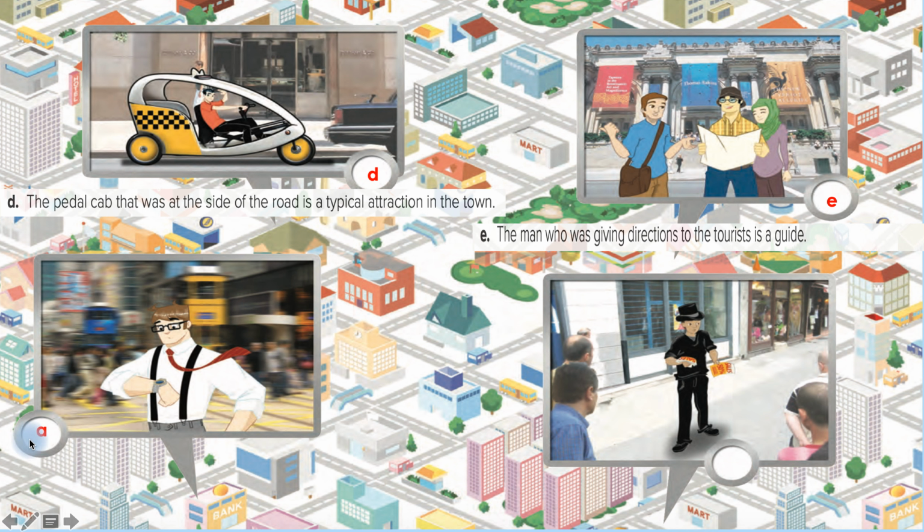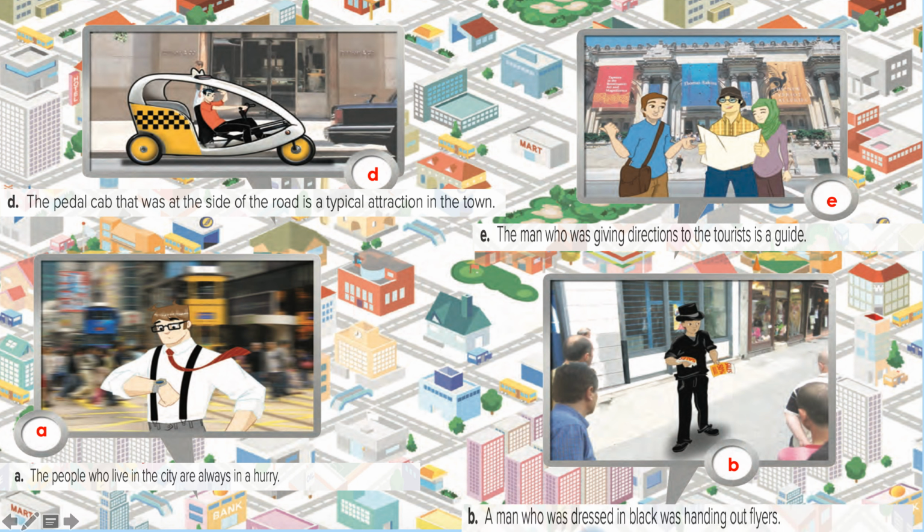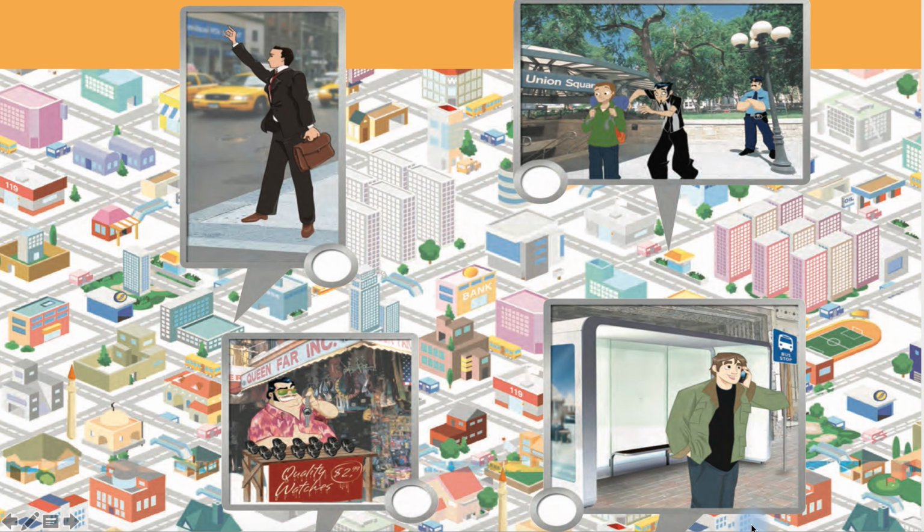Now in this picture, the letter that matches it is A, which is the people who live in the city are always in a hurry. Now in this picture, the letter that matches is B, a man who was dressed in black was handing out flyers. Now let's take a look at the rest of the pictures as well.